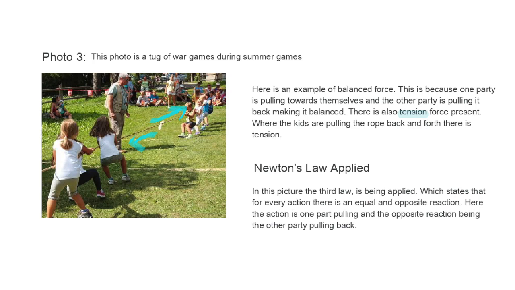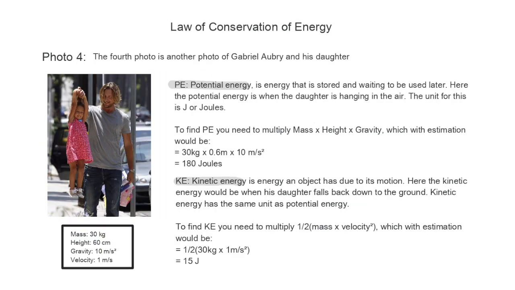This is photo 3. This photo is a tug-of-war game during summer games. Here is an example of balanced force. This is because one party is pulling towards themselves, and the other party is pulling it back, making it balanced. There is also tension force present. Where the kids are pulling the rope back and forth, there is tension. For the Newton's law applied in this picture, the third law is being applied, which states that for every action, there is an equal and opposite reaction. Here, the action is one party pulling, and the opposite reaction being the other party pulling back. Then we have the law of conservation of energy.